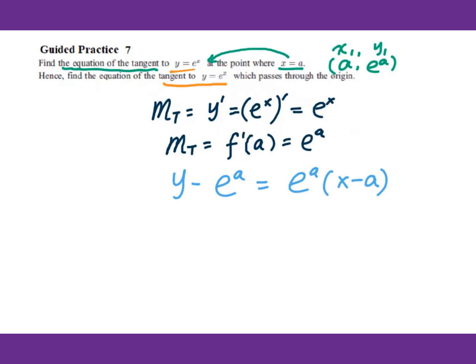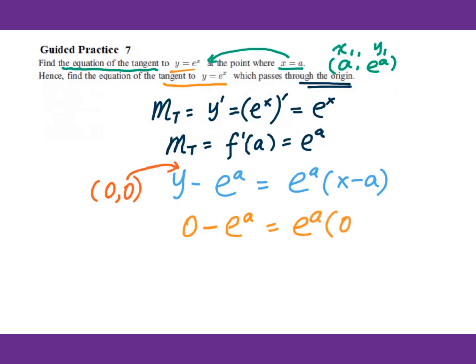We need the equation of a tangent to y equals e to the x power which passes through the origin. In other words, (0, 0) is on this tangent line. Now we plug in 0 minus e to the a power equals e to the a power times 0 minus a.